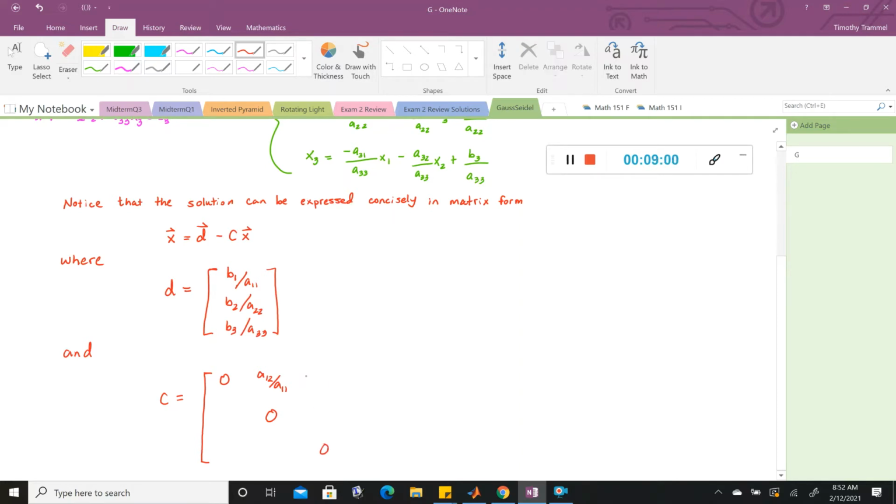Scooting this over a little bit. And then the next one was A13 divided by A11. And the one that would have to go here would be A23, because we're in row 2, column 3, divided by A22. And then over here would be A21 divided by A22. And then down here we'll have A31 divided by A33 and A32 divided by A33.